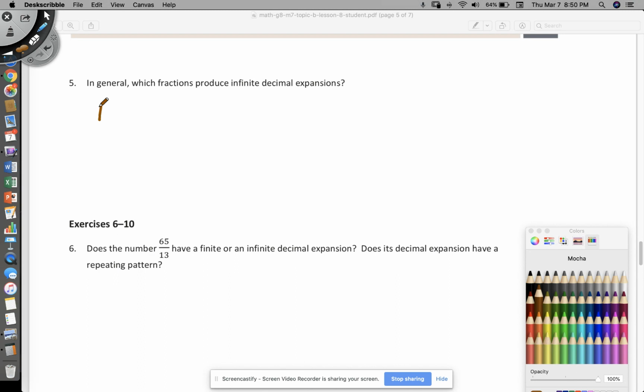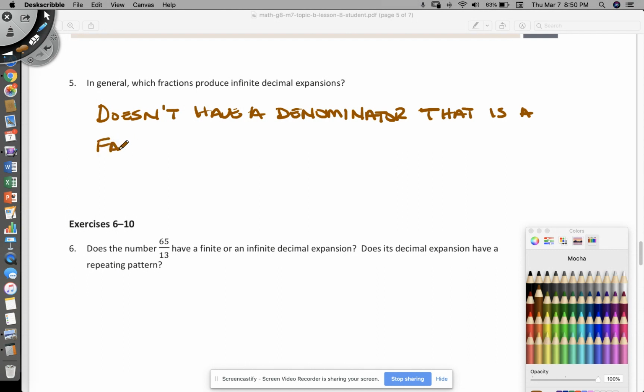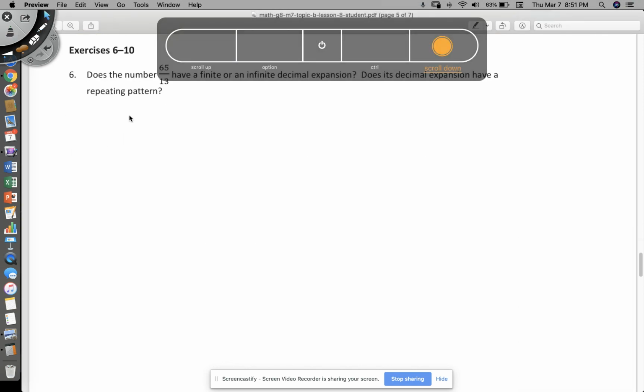So we're going to say it doesn't have a denominator that is a factor of 2s and 5s. All right, you're going to do number 6, and then I'm going to work with you on number 7. So go ahead and do number 6. I'll meet you back on 7.